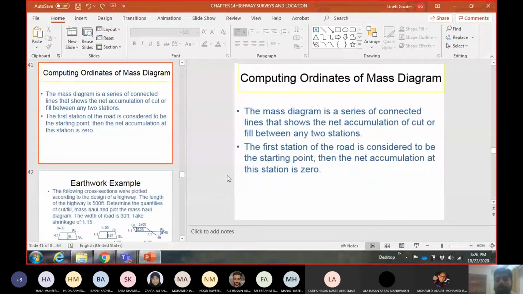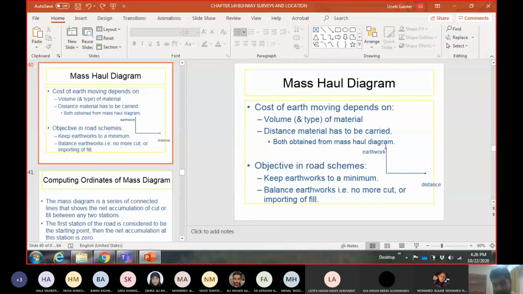Now, how do we calculate the ordinate of the mass haul diagram? Ordinate means the y-axis. On the x-axis is distance, so no problem. It will start from 0 at the first point of the road and end at the last point of the road. What about the y-axis? On the y-axis, I'm plotting the quantity of earthwork, which is in cubic yards. The quantity can be cut and fill as well. So on the y-axis, I plot the net accumulated quantity.